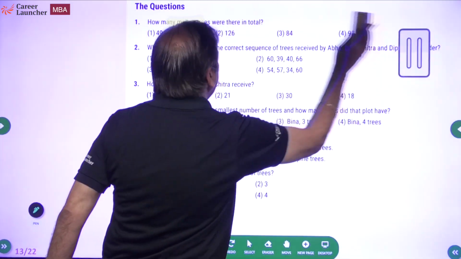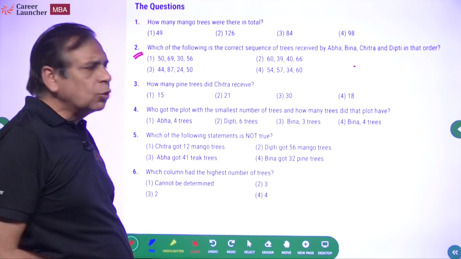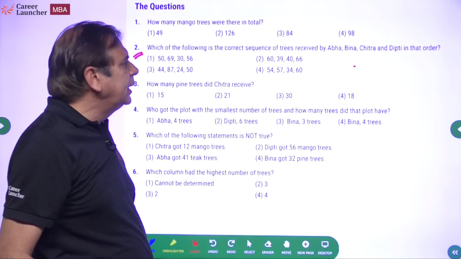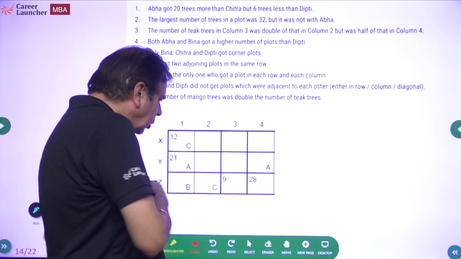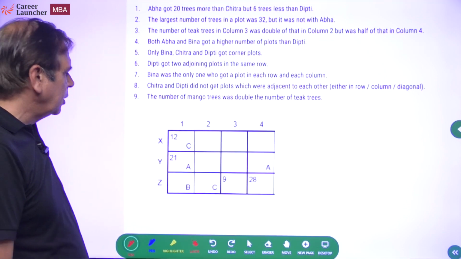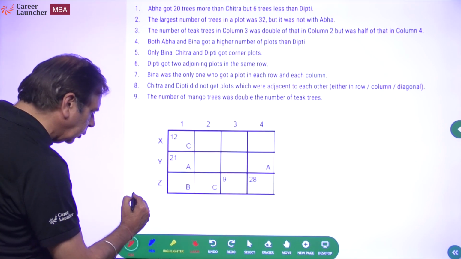Now to me, I'm again repeating, the most important question out here is question number 2. This question will help me solve the data set faster than normal. Okay. Great. So let's start solving it. What is the information we have? First of all, the total number of trees was 205. So let me write down 205 here.